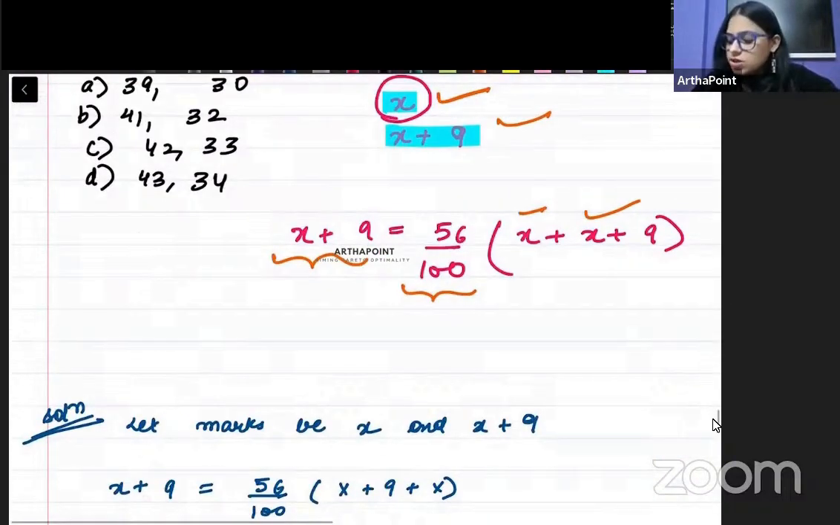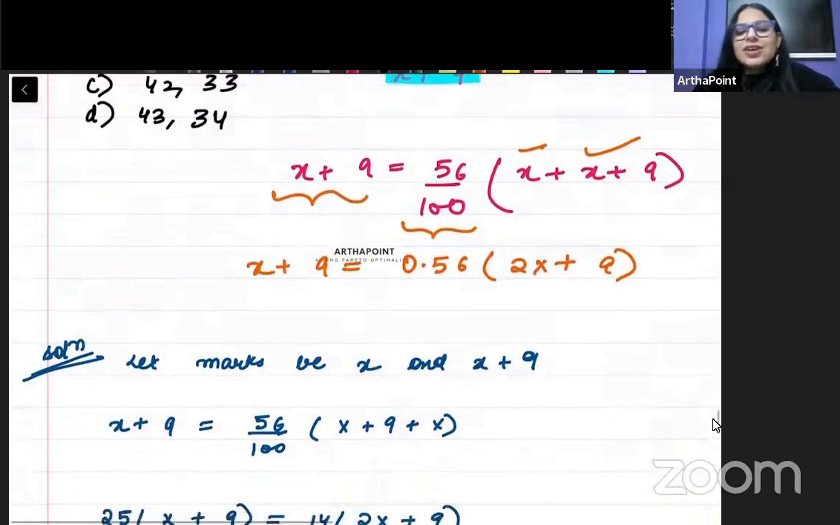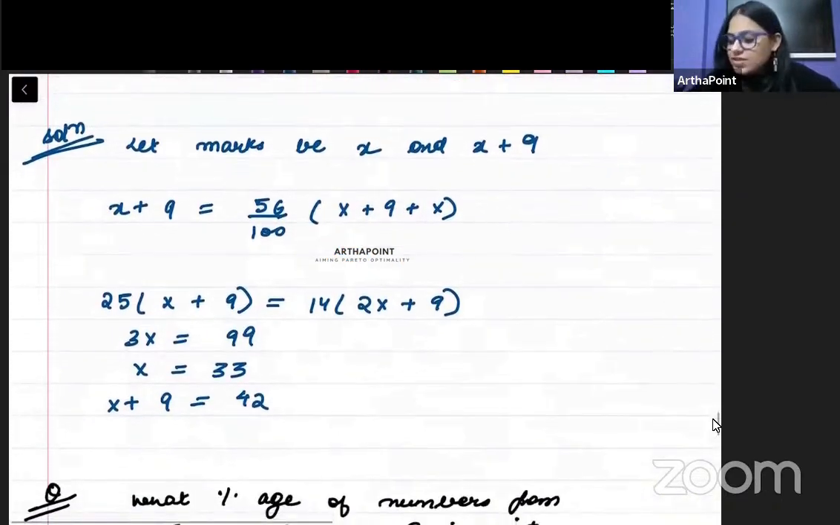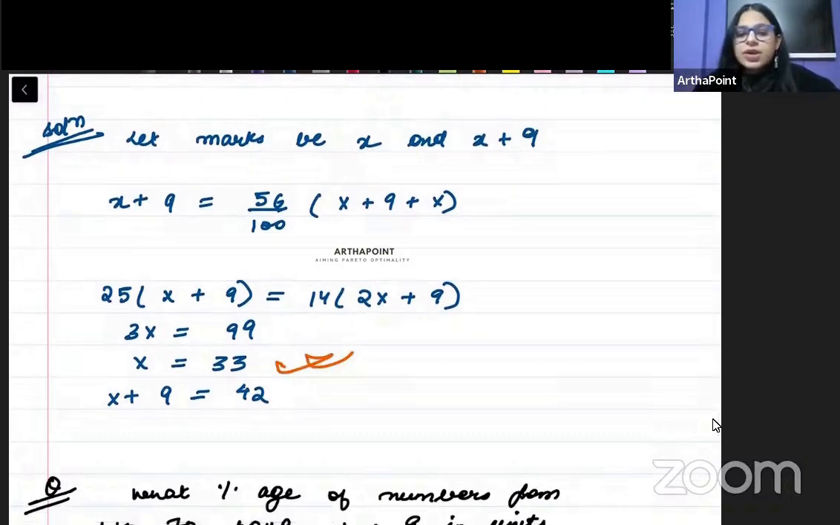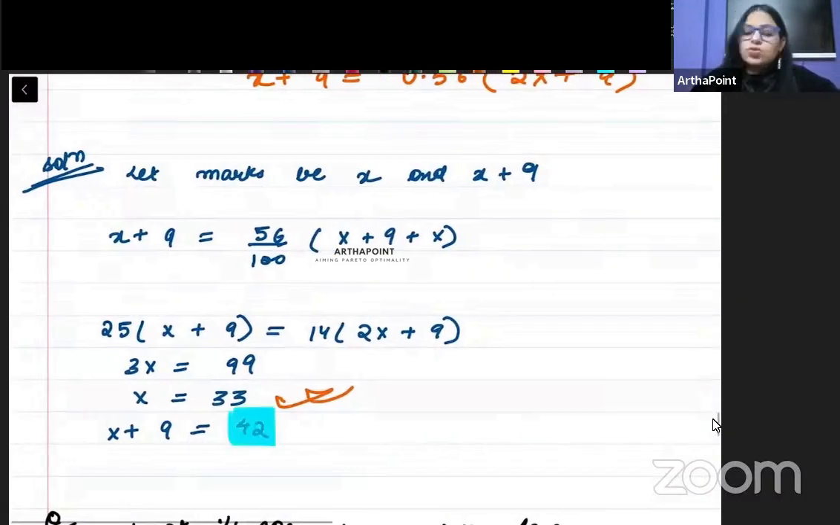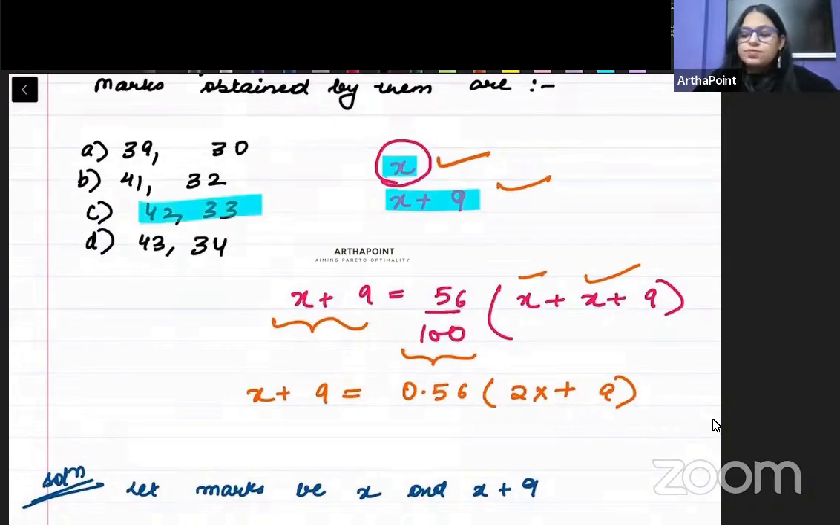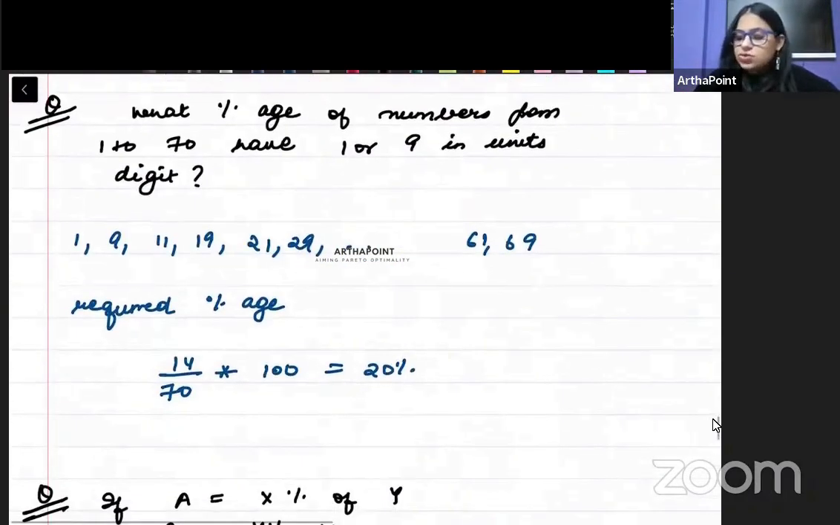Just solve this equation. So you will get x plus 9 is equal to 0.56 into 2x plus 9. Right, you have got an equation next. Solve for the value of x. So when you will solve for x, you will get x as 33. So marks of the other person is x plus 9. So 33 plus 9 will be 42. So the two marks will be 33 and 42. Okay, come to the next question.